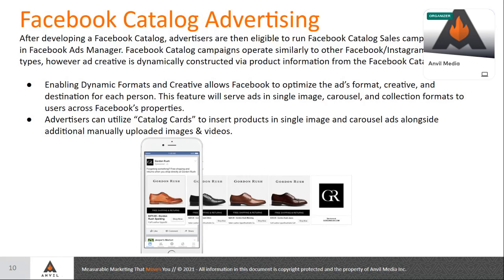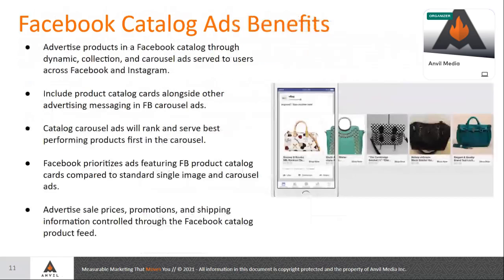And then these can be run alongside manually uploaded images and videos. So if you wanted to do a bit of a hybrid type strategy, you could take some of your existing Facebook and Instagram ads that are not featuring your catalog products, and run a title image or some other lifestyle or promotional images in the same ad unit as those Facebook catalog cards featuring those products.